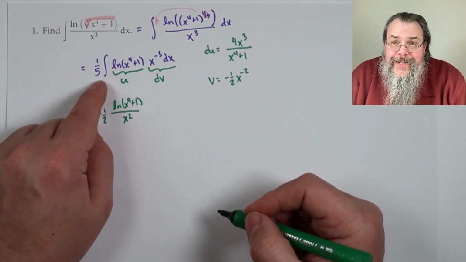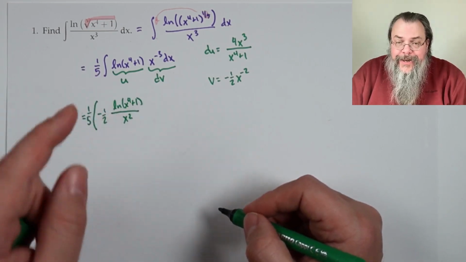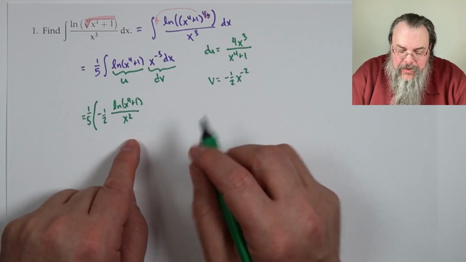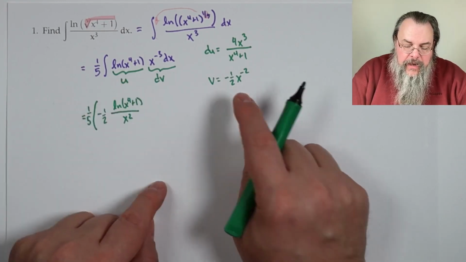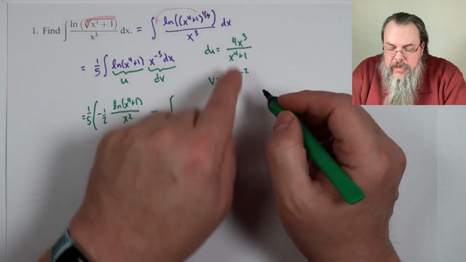Don't forget that. Easy to forget. I almost forgot it. And it's like, wait a second. Oh, don't forget it. Okay, so all right. So here we go. There's our uv, minus the integral v du.